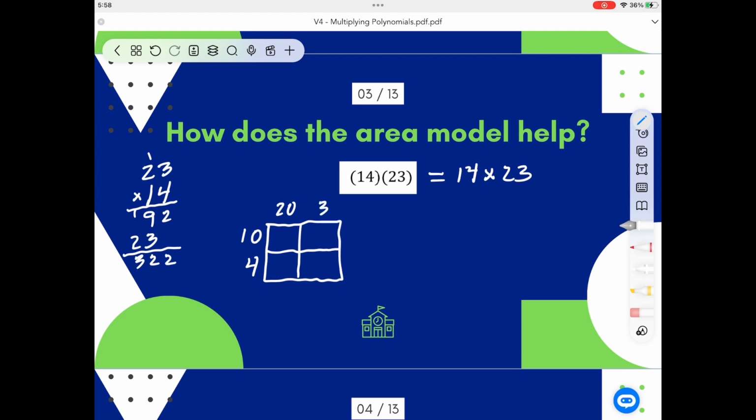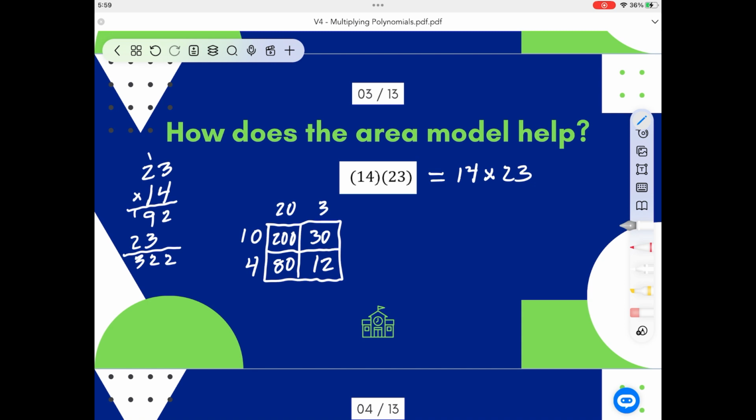So let's see if we multiply this out, what the areas inside of this area model become. So the area in the top left has a height of 10 and a width of 20. 10 times 20 makes 200 for that area. 10 times 3 makes 30 for the top right. 20 times 4 makes 80. And 4 times 3 makes 12.